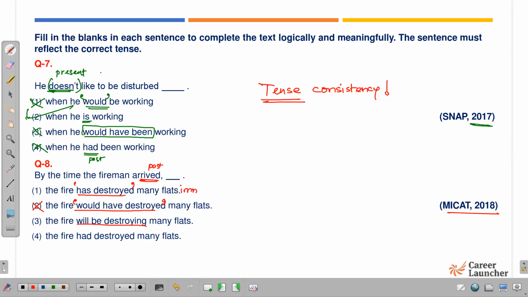immediate past of the arrival. Right, so will be destroying is wrong. The fire had destroyed many flats. So again, has destroyed versus had destroyed, immediate past versus the distant past. So with the point of reference to the arrival, it will be just there. So we'll go with the first one and not with the fourth one.